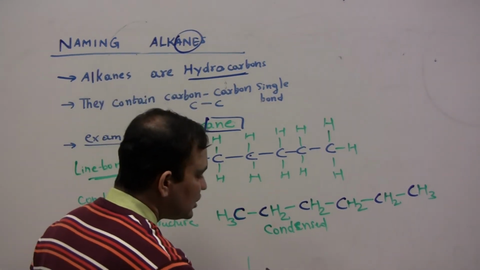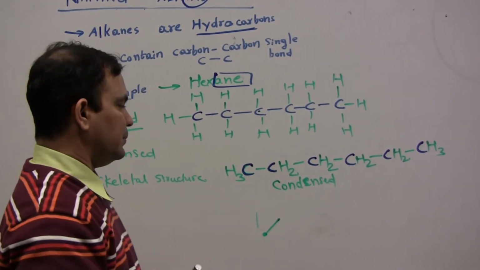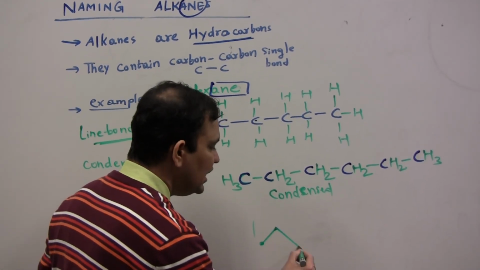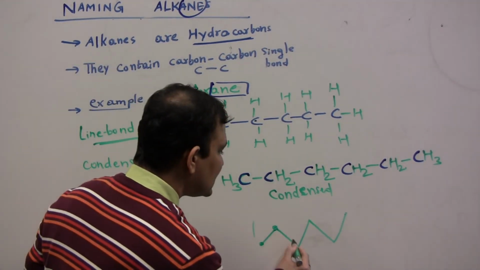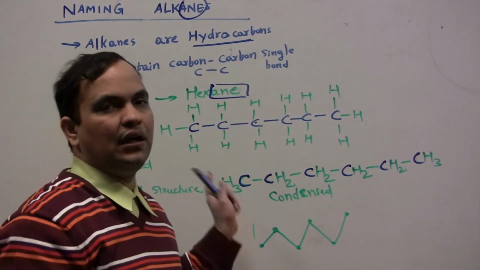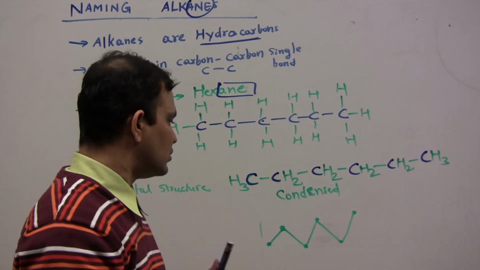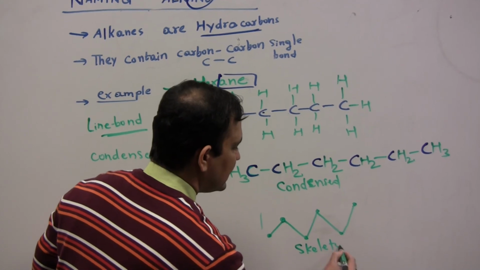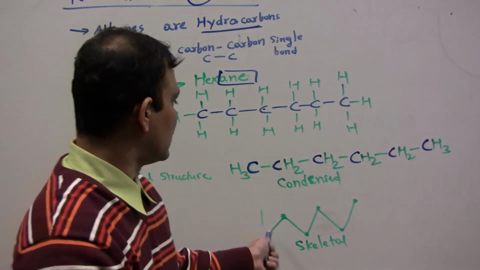Now we can simplify this structure further by using the skeletal structure. In skeletal structure, each dot represents a carbon and we don't show the hydrogens here. So we write 1, 2, 3, 4, 5, 6. So we are showing 6 carbon atoms, and in skeletal structure we assume that the valencies of carbon are satisfied by hydrogens. So this is the skeletal structure for hexane, and whenever we write a skeletal structure we always use a zigzag manner.